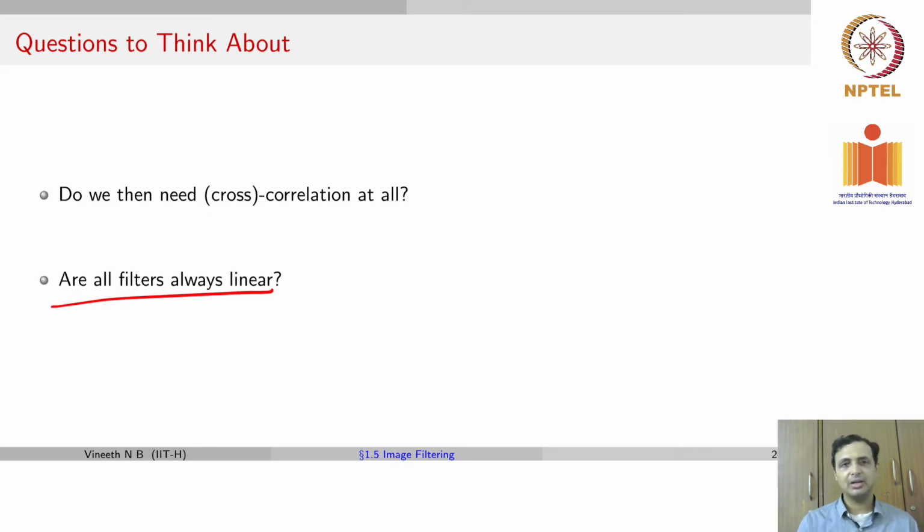And the other question here is, why should we take a linear combination? Why cannot we take a non-linear combination of local neighborhoods of an input image? Obviously, in our case, we defined a linear filter that way, but let's try to see if this can be made non-linear. Think about it, and we'll answer these questions in the next lecture.